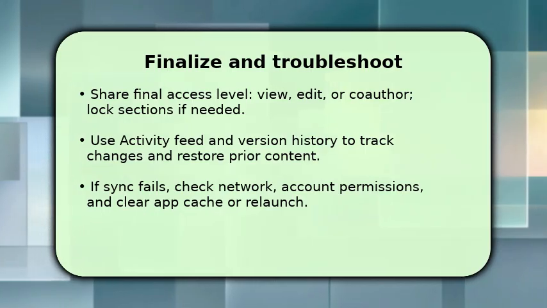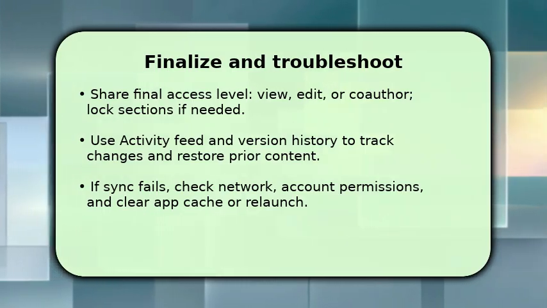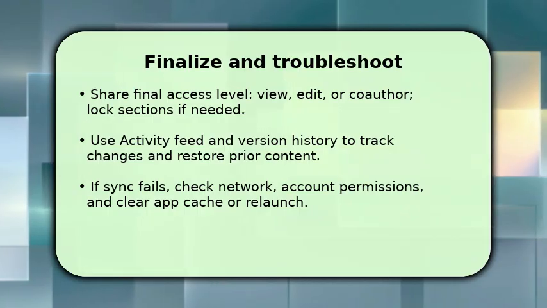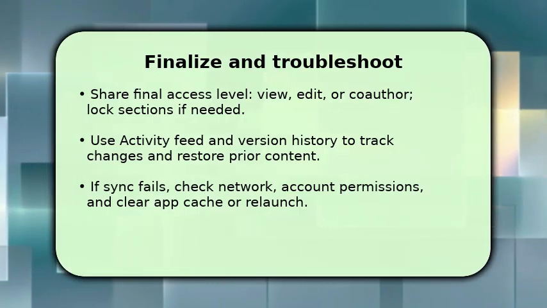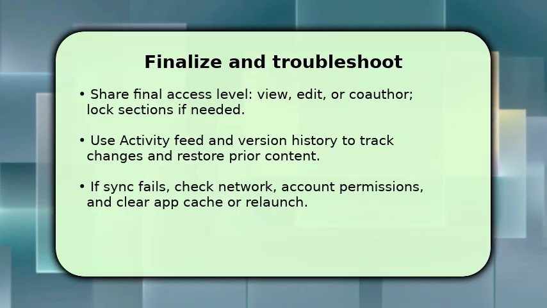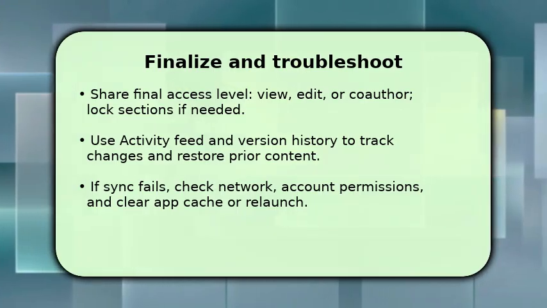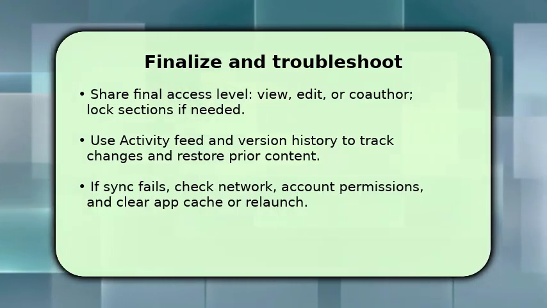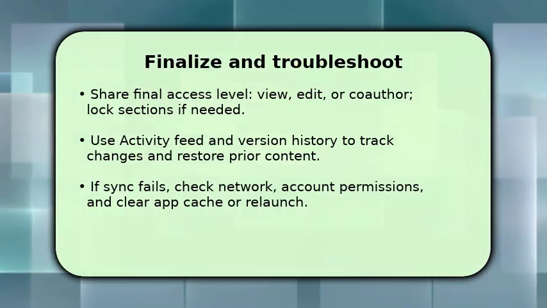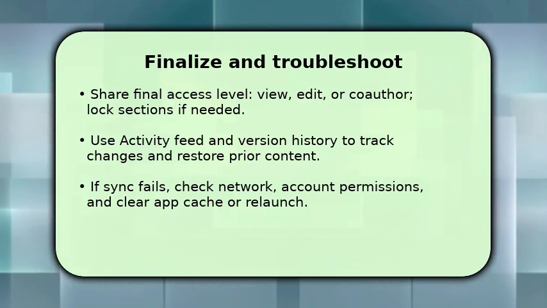If collaborators report missing updates, first confirm network and account permissions, then ask them to refresh or relaunch the app. If problems persist, clearing the Loop app cache or resending the invite usually resolves sync issues. This avoids lost work and restores collaboration quickly.